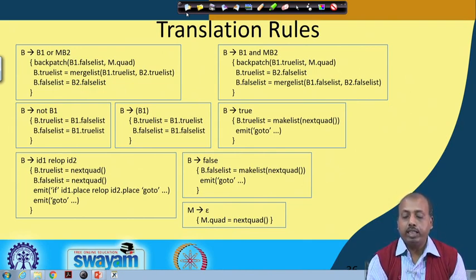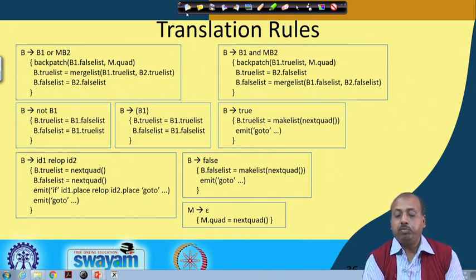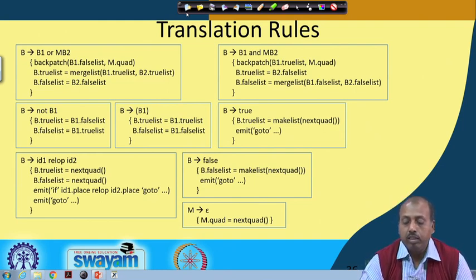So, B1 AND M B2. We backpatch B1's true list with M dot quad, B's true list is made equal to B2's false list, and B's false list is made the merge list of B1's false list and B2's false list. So, this is just the complementary version of the OR rule, the AND rule.